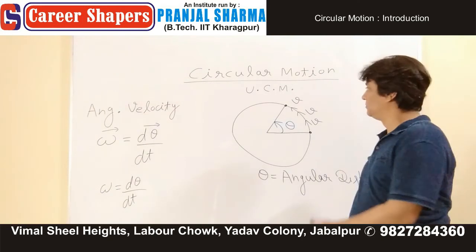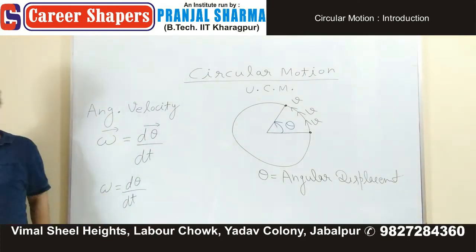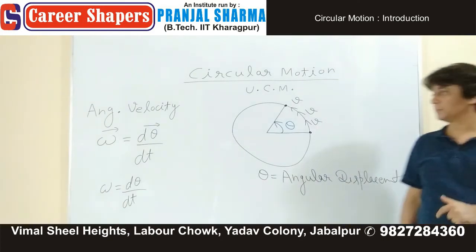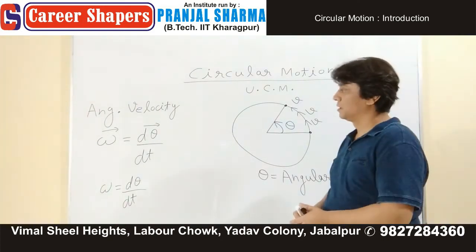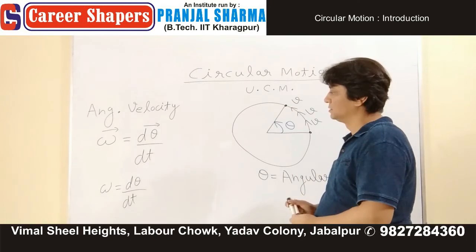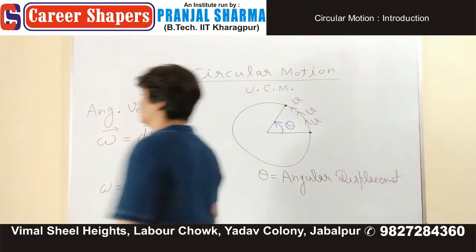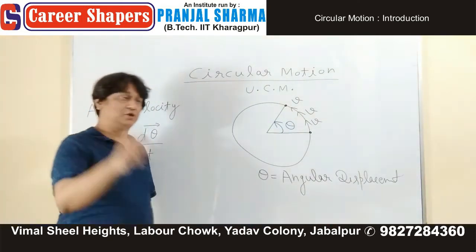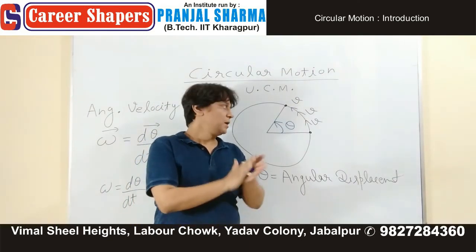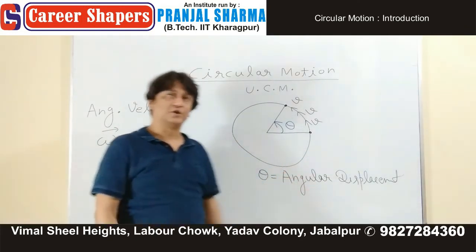Write down the statement. Angular velocity is a vector quantity, and its direction is along the axis of rotation. It's a special thing. Angular velocity is a vector quantity and its direction is along the axis of rotation.